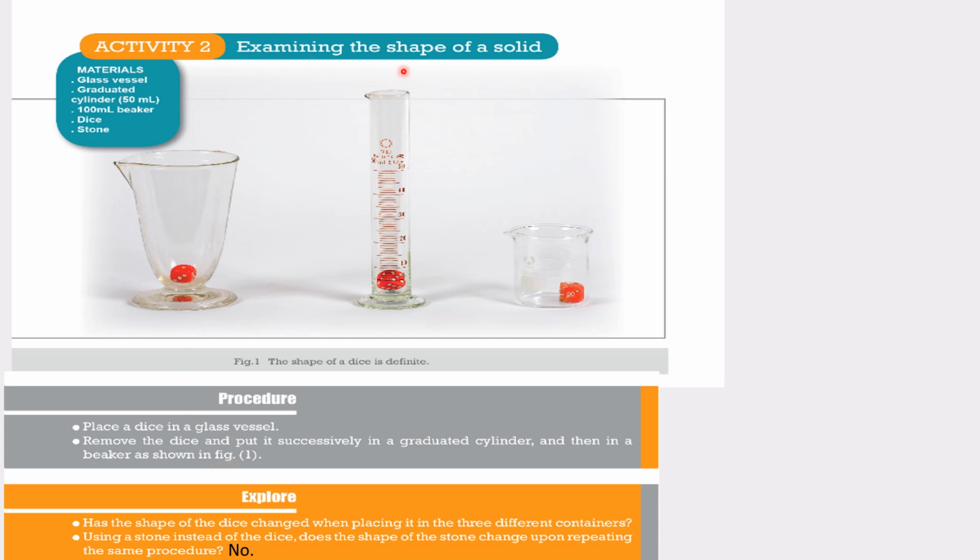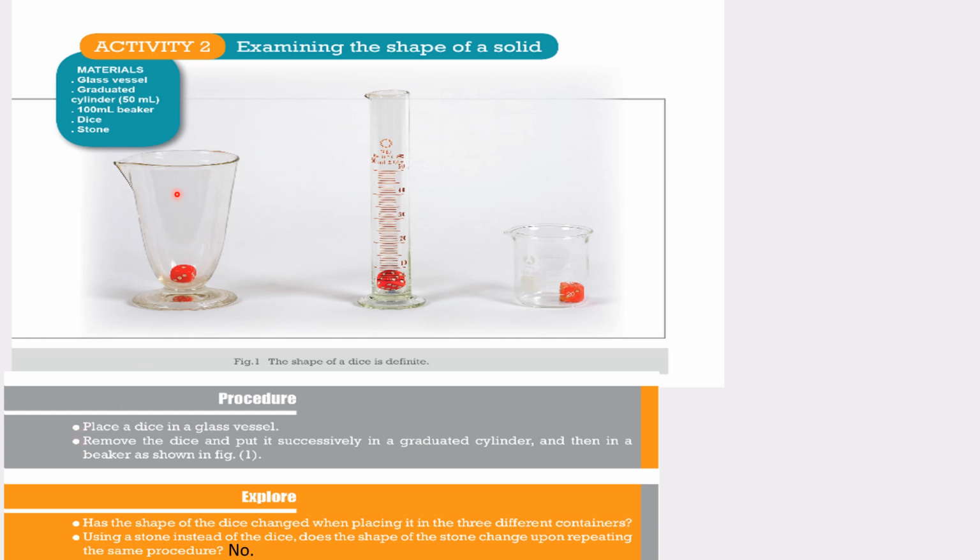Activity 2, examining the shape of a solid. The materials used here: glass vessel, graduated cylinder with volume 50 ml, 100 ml beaker, a dice, and a stone. Procedure: place a dice in a glass vessel. Let's place the dice in the glass vessel. Then remove this dice and put it successively in a graduated cylinder and then in the beaker as shown in figure 1.